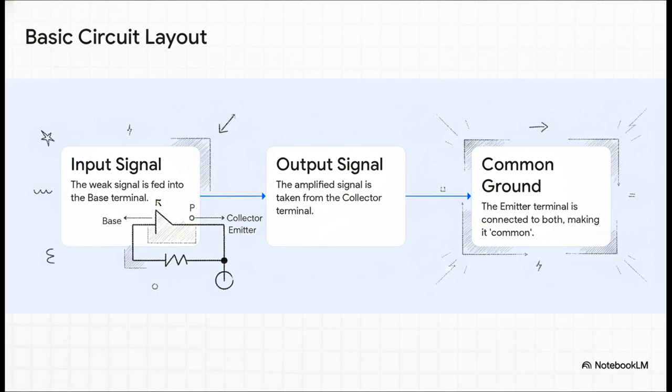In our setup, the weak input signal goes into the base. We then take our new, strong, amplified signal out of the collector. So what about the emitter? Well, it's connected to both the input and the output, making it the common point for the whole circuit.